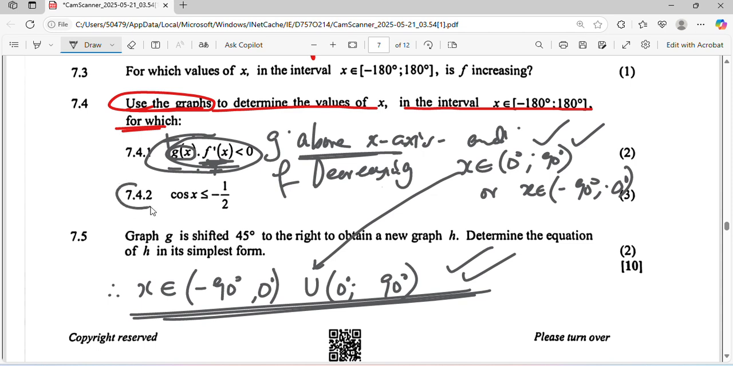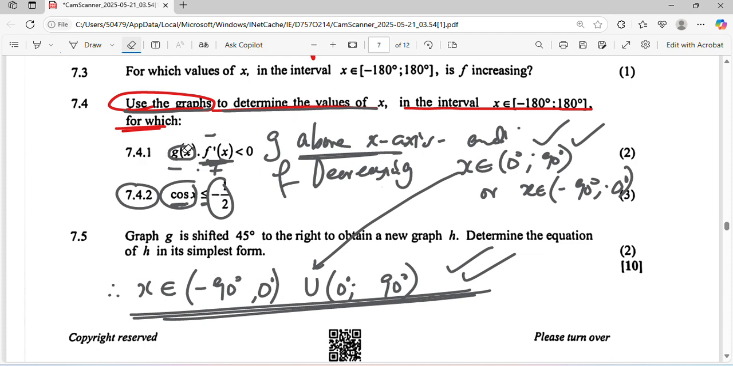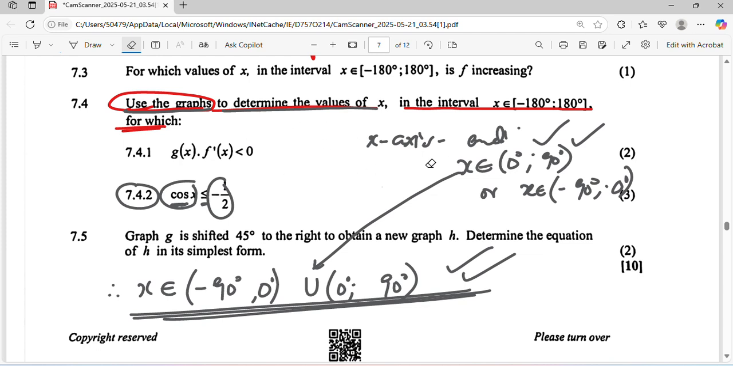Okay, and in 7.4.2 they say use the graph to determine the values of x in that interval for which cos x is less than or equal to negative 1 over 2. Now don't solve, don't get the reference angle. This is what we are going to do. First of all, let's find out where this cos graph is equal to negative 1 over 2 in that interval.